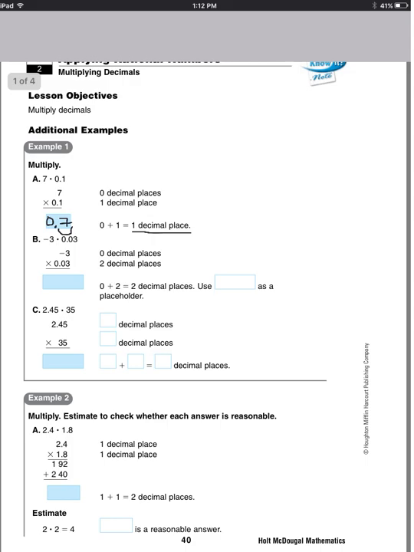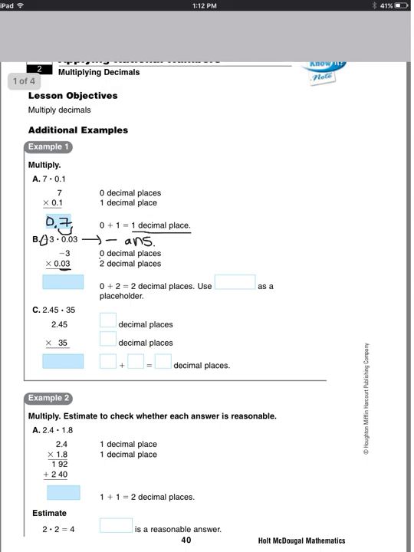Before we even start, we're going to say I have 1 negative, and 1 negative is going to give me a negative answer. Okay, we need to remember to put the negative on our answer. So -3 has no decimal, so it has 0 decimal places. 0.03 has 2 digits to the right of the decimal, so we have 2 over here.